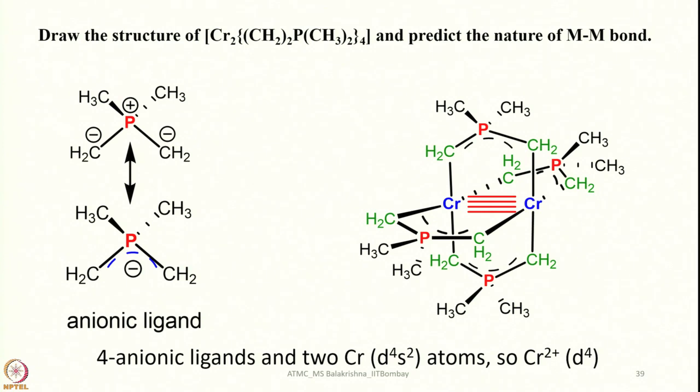Let me stop here. Another interesting question that comes to your mind is whether we can have more than 4 bonds between 2 metal centers. Yes, we can also have 5 bonds. That is called a quintuple bond. So what are the conditions for a metal complex to have a quintuple bond?